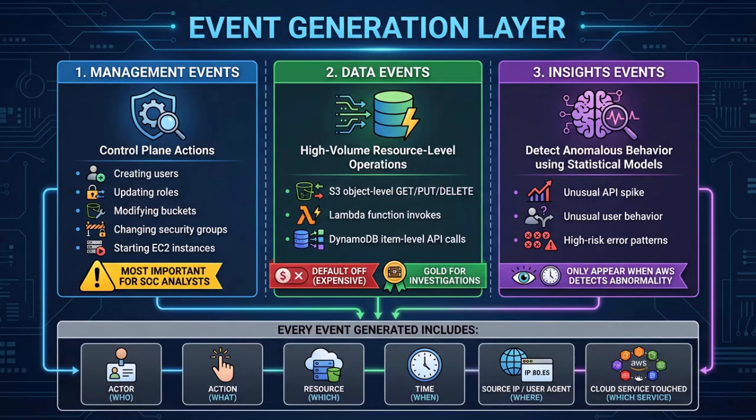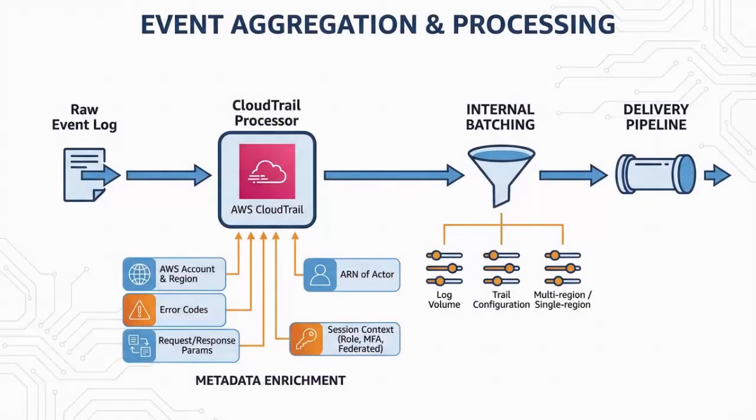And the third type of events AWS generates in the event generation layer is the insights events. These events detect anomalous behavior using statistical models, like, for example, unusual user behavior or API spikes. They only appear when AWS detects something that's out of the ordinary. So once events are generated, AWS starts normalizing them into a standardized JSON structure. And here we have to focus a little bit, because at the end, when you respond to cloud incidents, you're going to analyze logs written in JSON. This step is very critical.